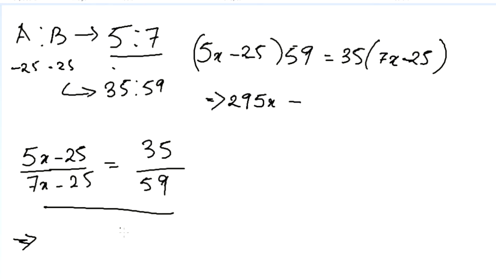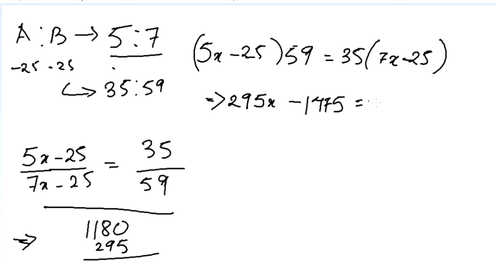Let's take 0, 2 9s are 18, right? Then multiply by 5 again: 5 nines are 45, 5 fives are 25, 295. So just add them directly there.